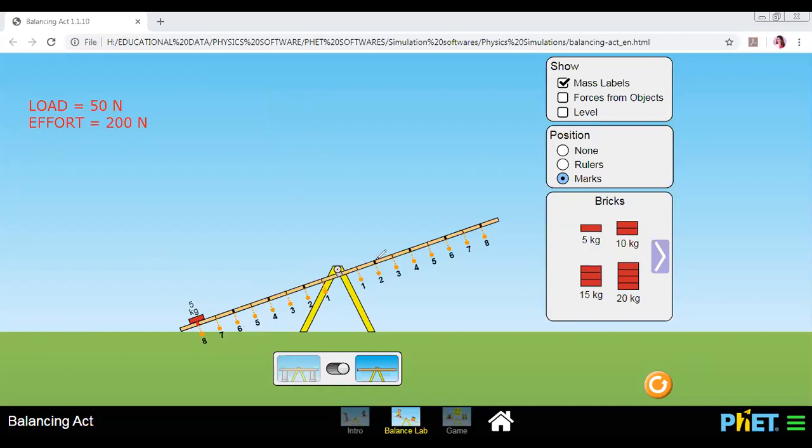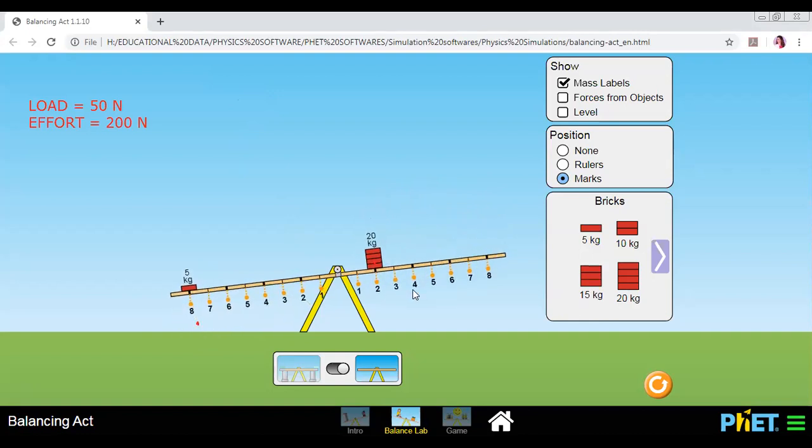Here at 2 I am going to place the effort. So I have marked the points at both places. Now I'm going to place this 20 kg. This is the effort I am applying to lift it. So I place it here, and you will find it's getting lifted.